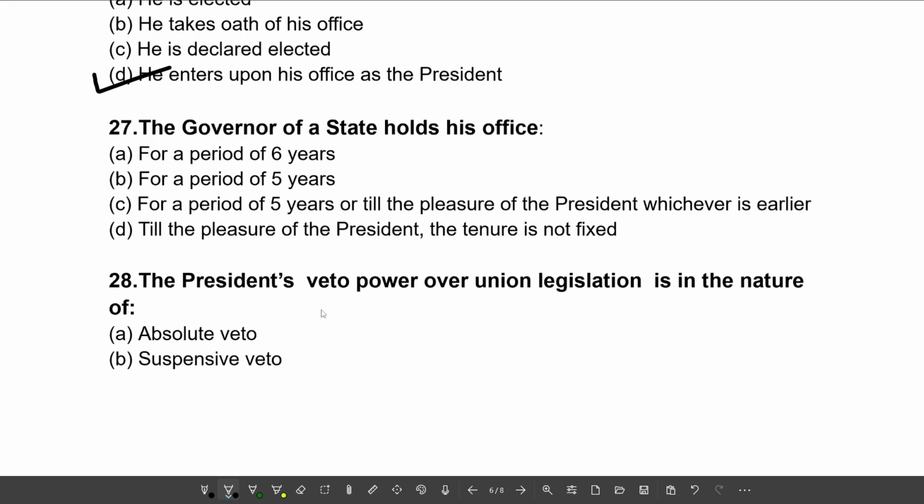Next question. The Governor of a state holds his office option A, for a period of 6 years, option B, for a period of 5 years, option C, for a period of 5 years or till the pleasure of the President, whichever is earlier, or option D, till the pleasure of the President, the tenure is not fixed. The correct option will be option C, for a period of 5 years or till the pleasure of the President, whichever is earlier.